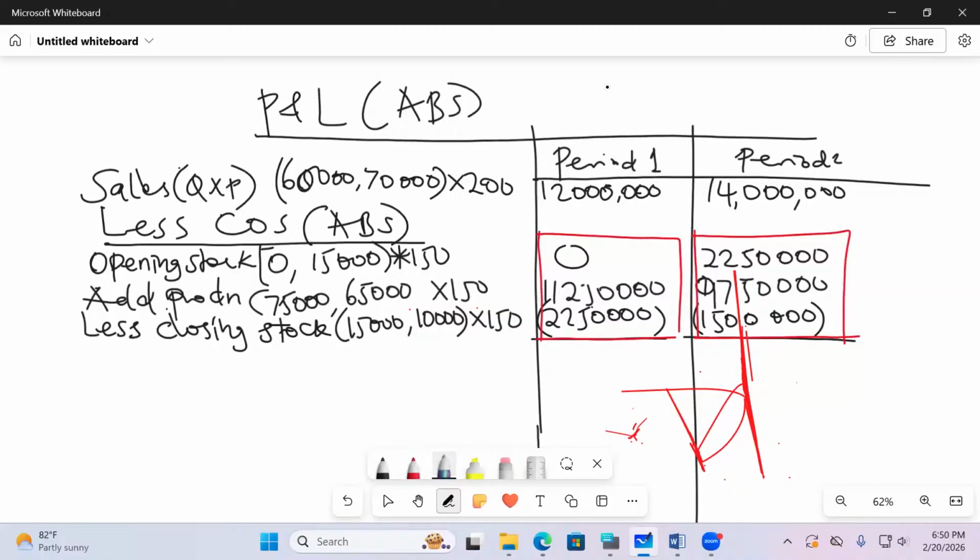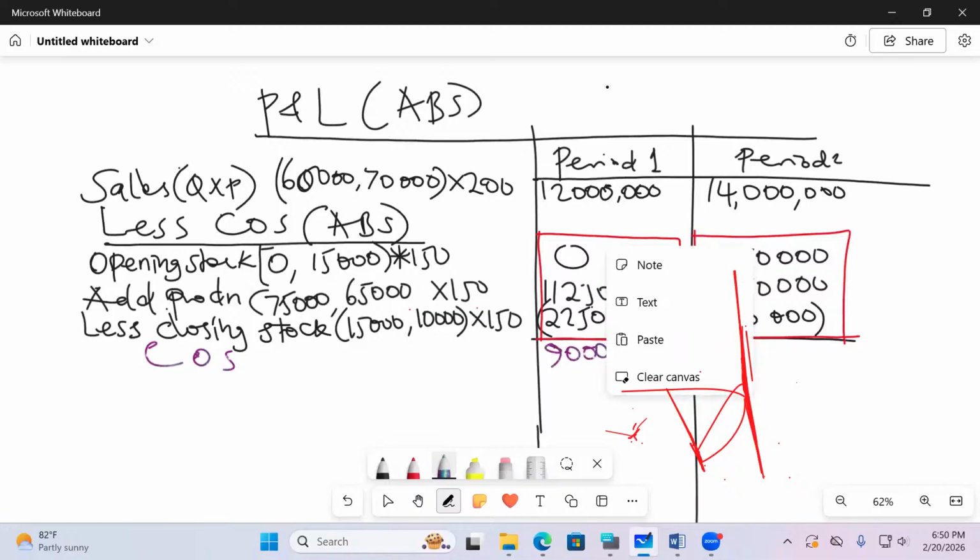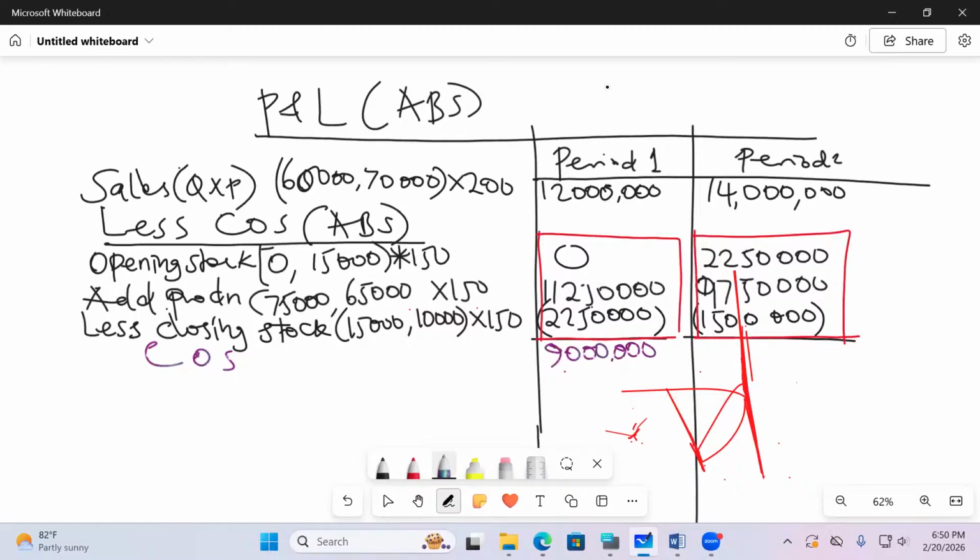So, of course, whatever I will be getting here will be called cost of what here, somebody? Cost of sales. They are not marginal. These are total. They are full costs. So we have here 0 plus this minus this. 9 million exactly. Thank you so much.